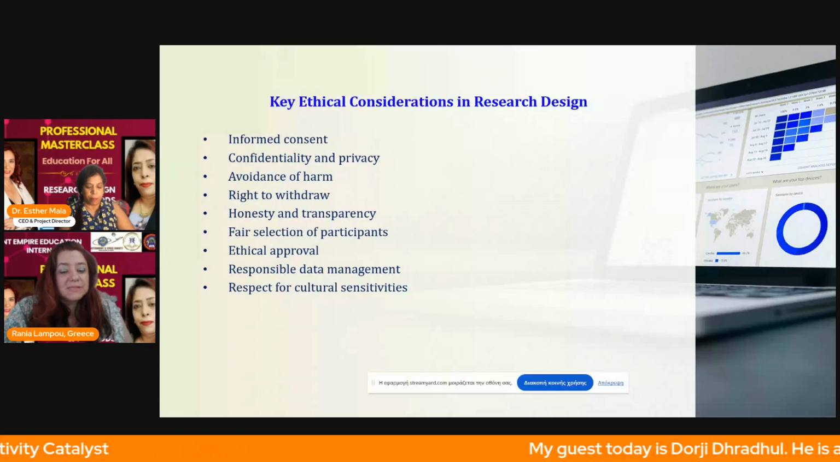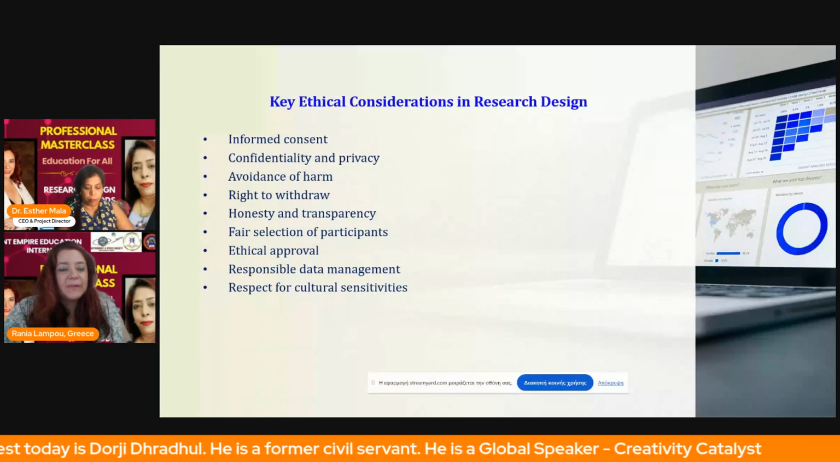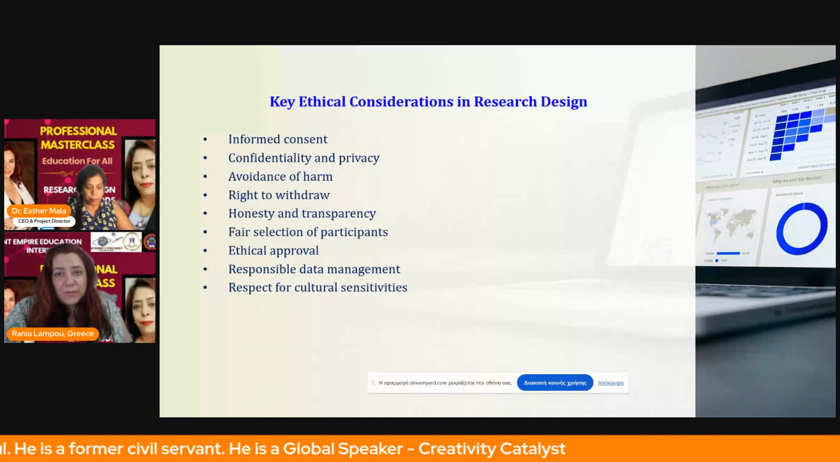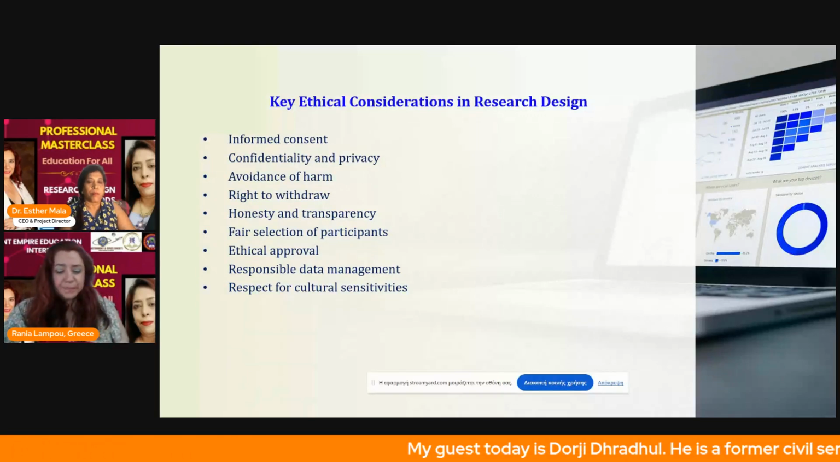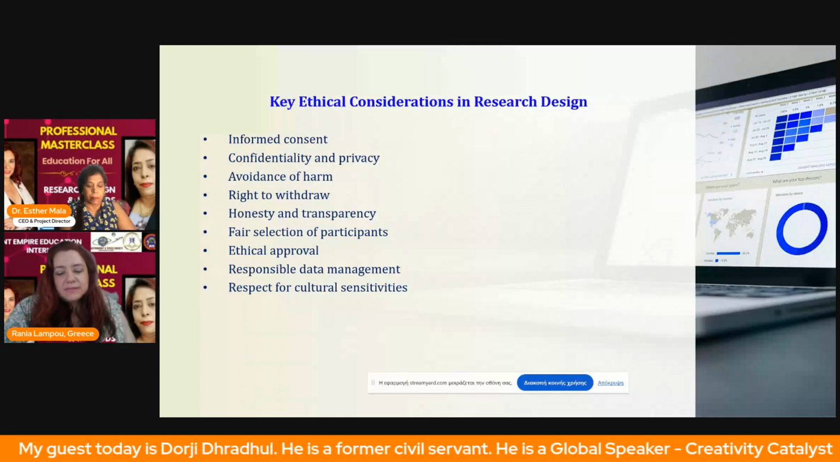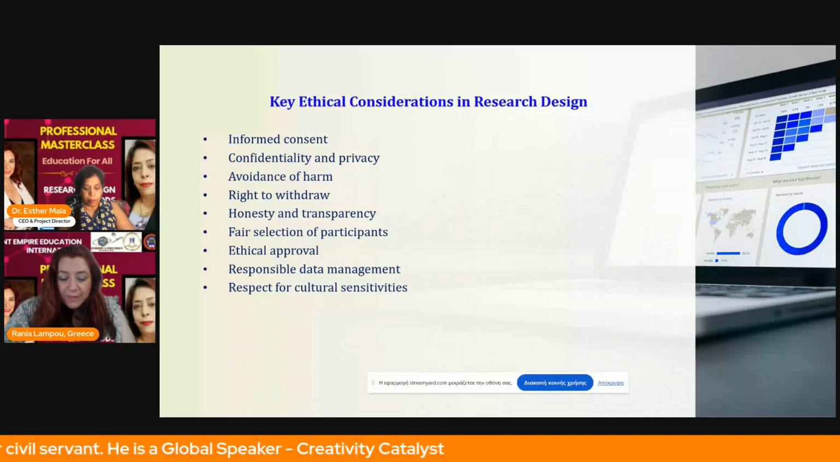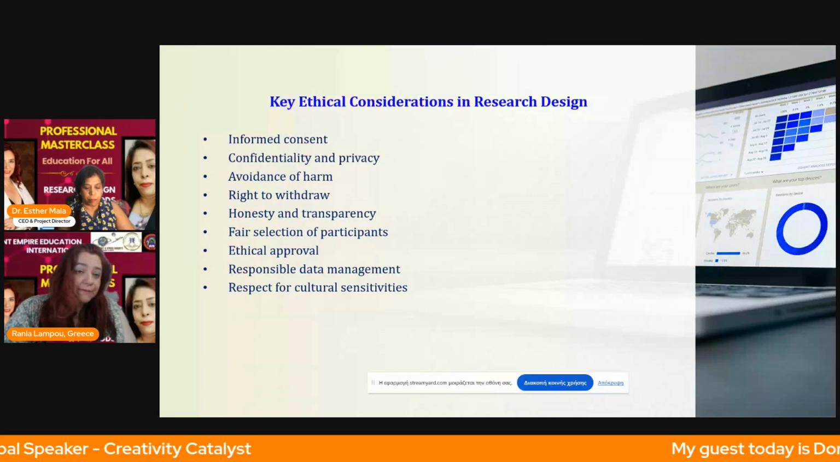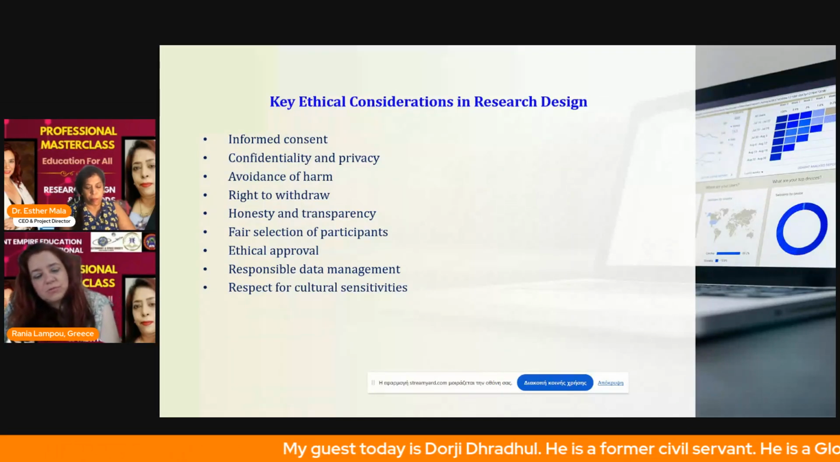The study should minimize harm, physical, psychological, or emotional, to participants, so researchers must assess risks and take steps to reduce them. And the right to withdraw: participants should be able to withdraw from the study at any point without penalty or loss of benefits. Researchers should also avoid deception unless it is necessary and justified by the study's value. Any deception must be disclosed as soon as possible, what we call debriefing. And fair selection of participants, because selection criteria should be just and not discriminatory.